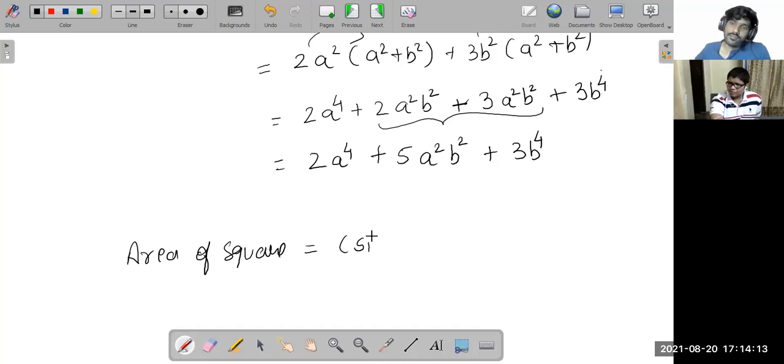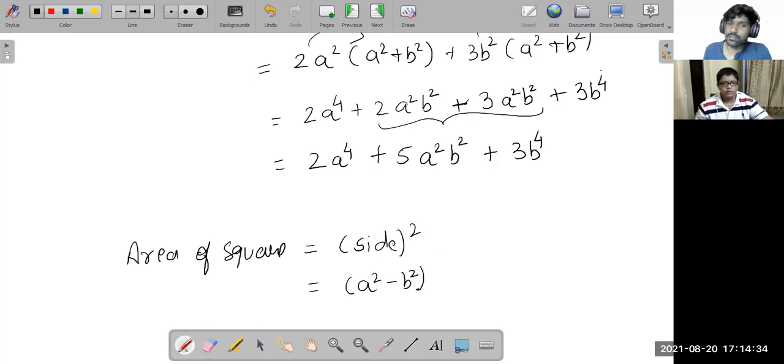Area of a square is side square, or side into side, we say. Side into side or side square. What is the length of the side of this square? A square minus b square, the whole square.